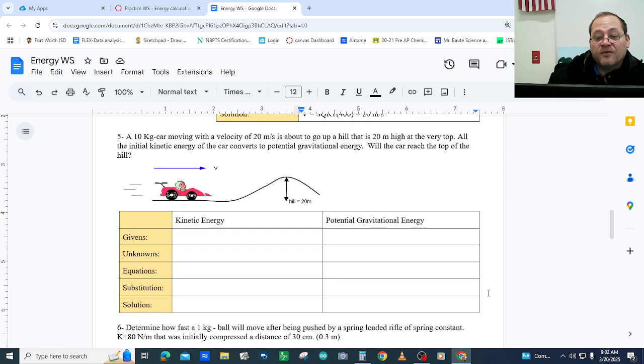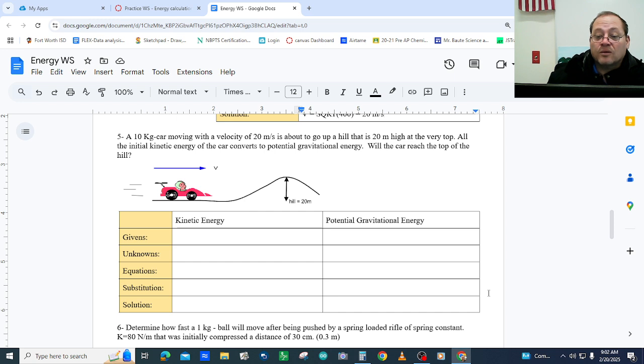Number 5. All right. Number 5 is using basically the law of conservation of energy. And you can see that there's a 10 kilograms car moving with a velocity of 20 meters per second, and it's about to go up a hill that is 20 meters high. At the very top, all the initial kinetic energy of the car converts to potential gravitational energy. Here is the conservation of energy. Will the car reach the top of the hill?